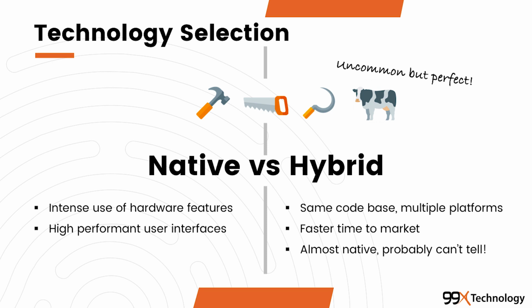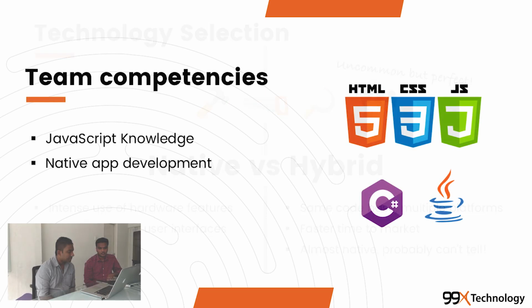Well, when it comes to technology selection for your client, there are other concerns as well. Yes, of course. Another thing you need to look at is your team competencies. You may have team members who are really good at certain technologies that would really help to build a mobile application faster. For example, you may have web developers who are familiar with something like HTML, CSS, and JavaScript.